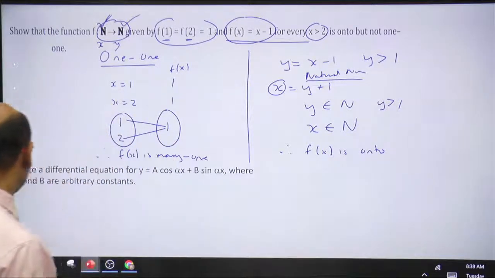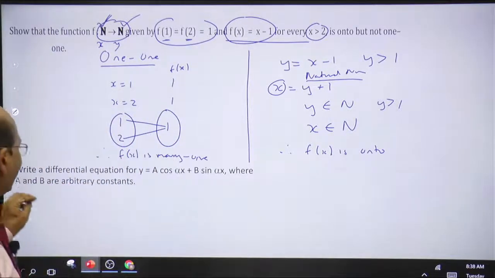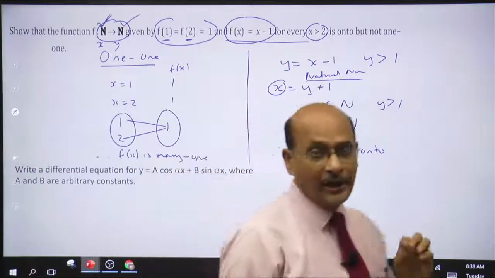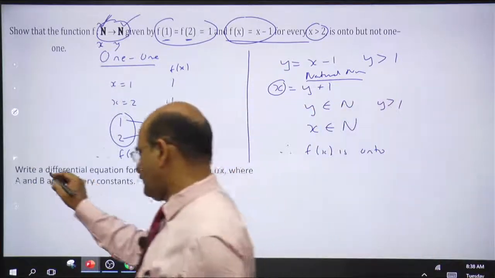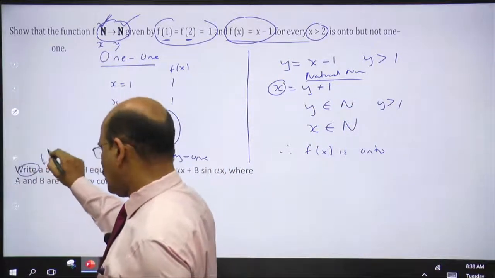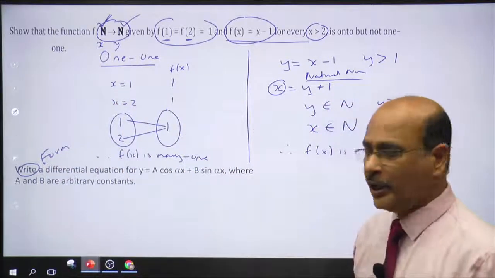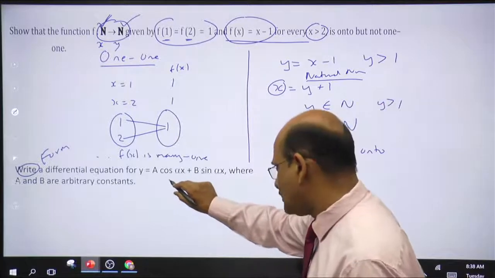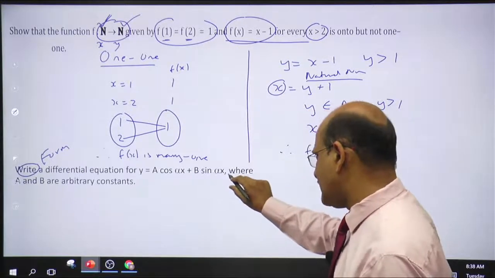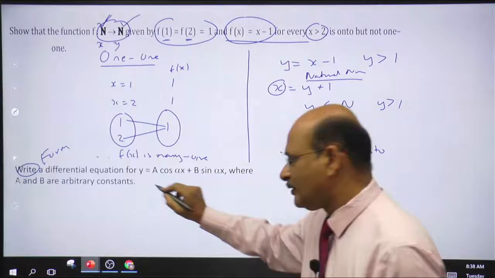The next question comes up here. They are telling to write a differential equation. Sometimes instead of saying write, they can also say form. Form a differential equation for y is equal to a cos alpha x plus b sin alpha x, where a and b are arbitrary constants.